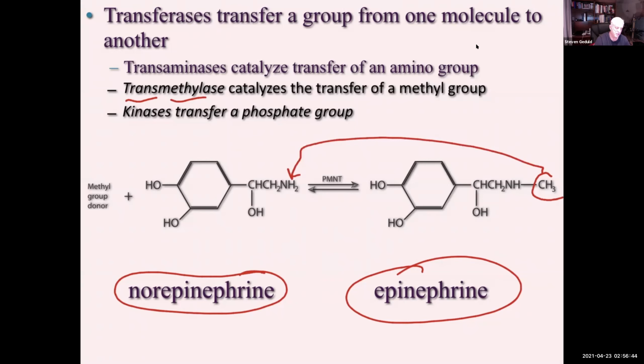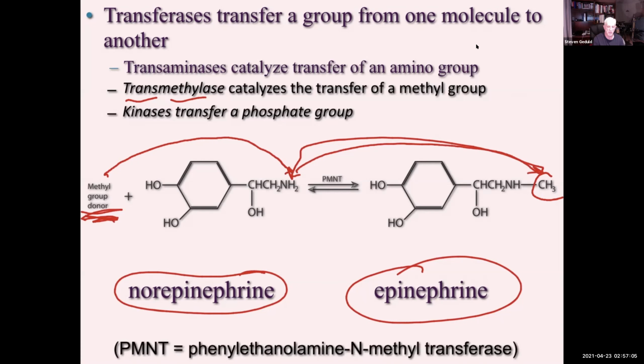Okay. So you take any group that's a methyl group donor, and it takes that methyl group and puts it right there and gives a product. And we use the enzyme transferase to do that. It converts norepinephrine into epinephrine, where epinephrine is adrenaline. And the enzyme we use is PNMT, phenylethanolamine N-methyltransferase. That's a mouthful, but it's a transferase. It transfers one group from one molecule to another.